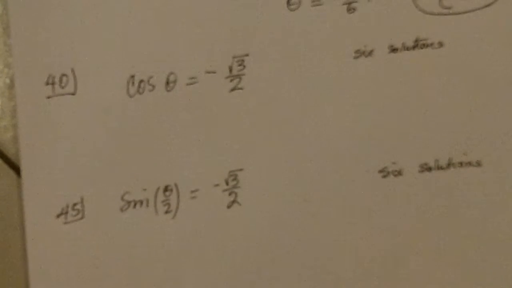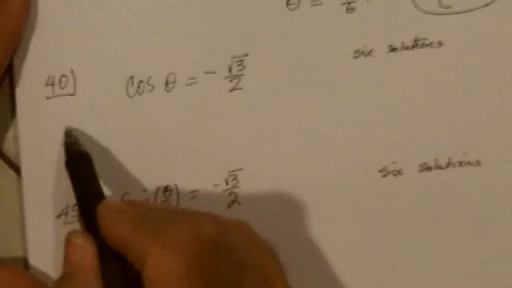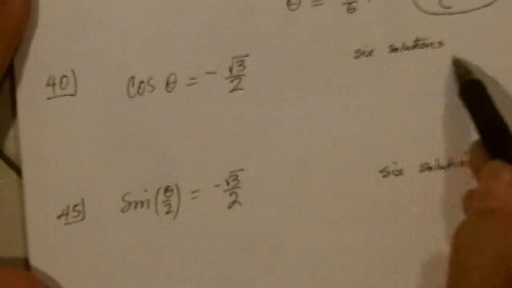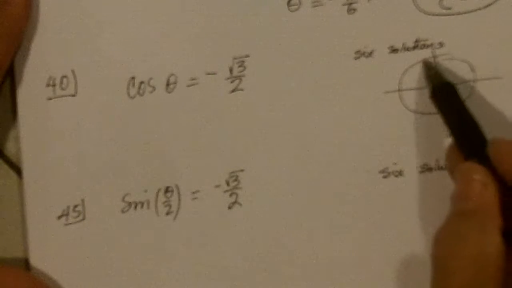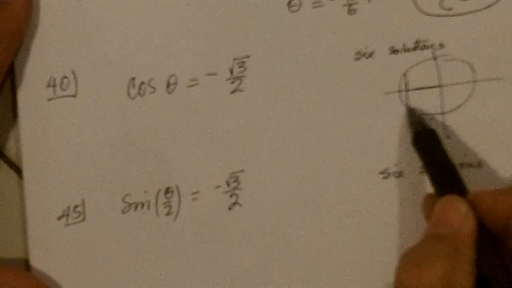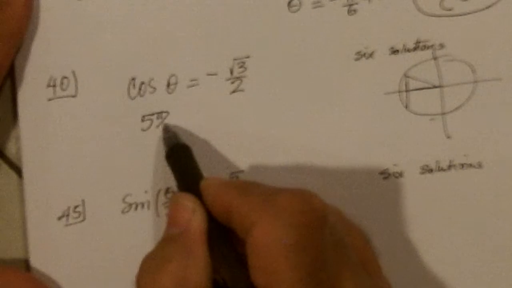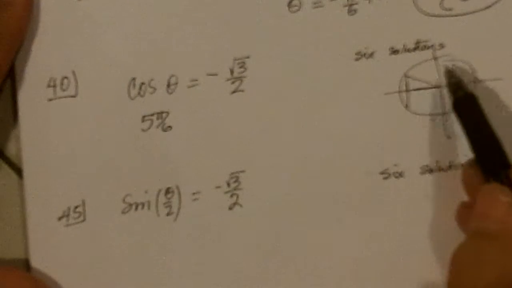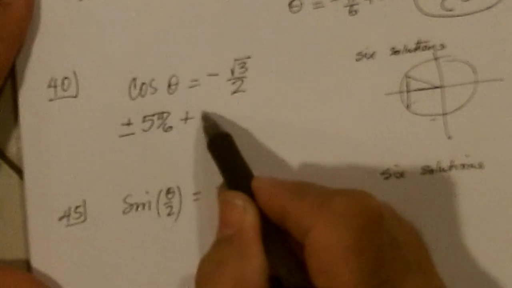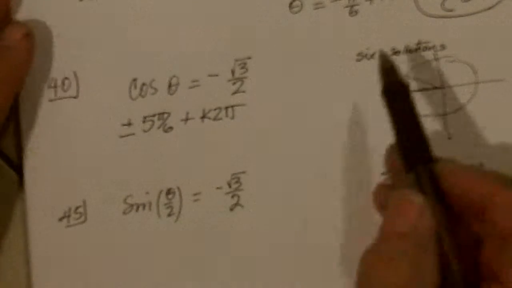Number 40. Cosine of what angle is negative square root of 3 over 2? Well, cosine is negative in the second and third quadrant. Negative square root of 3 over 2 would be clear out here, where it is 5 pi over 6 or minus 5 pi over 6 plus k2 pi. And it said 6 solutions.